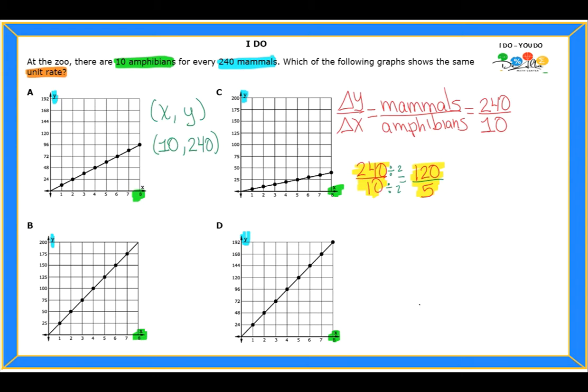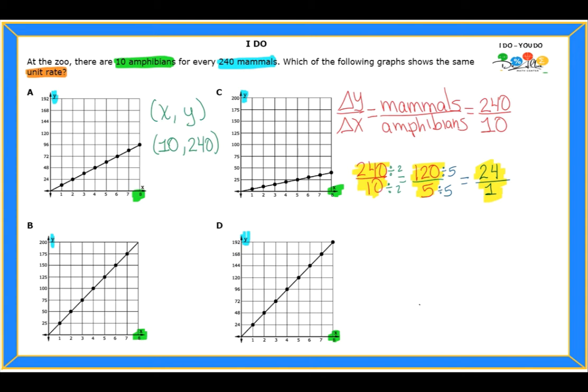What about from there? Can I find a number that divides these two at the same time? Both of them can be divided by 5, okay? And I am going to go with 120 divided by 5 and 5 divided by 5. So 120 divided by 5 gives me 24, and 5 divided by 5, it's 1. So this is equivalent to the other two that I have there, okay?